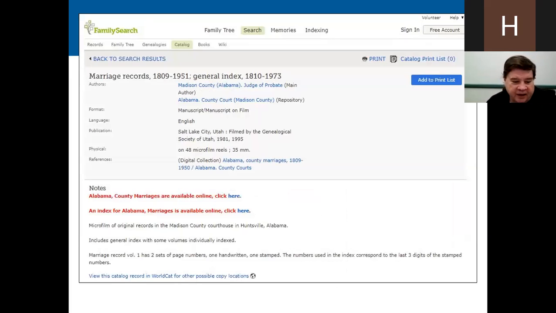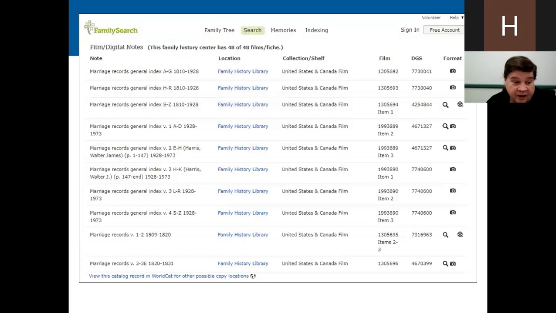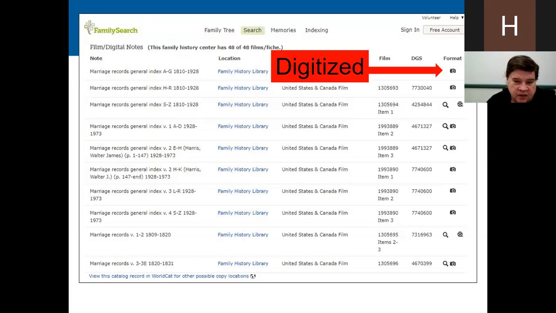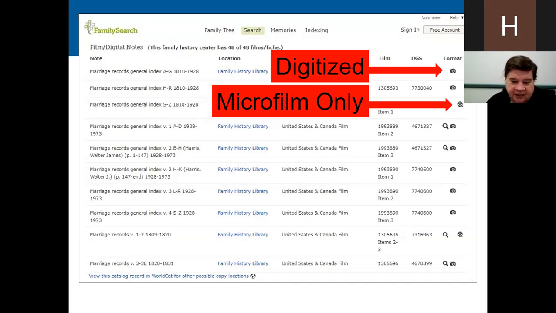And so I click on that and I get to this page and I can scroll down and I can see what's available in what format. So if you see the little camera, it means it's digitized. It means I can look at the original records right there. If I see this little thing that looks like a movie film, that means it's on microfilm and it hasn't been digitized. Check back, they may digitize it in the future, but right now it's not been digitized. Which basically means you're going to have to go to Salt Lake City to look at it.